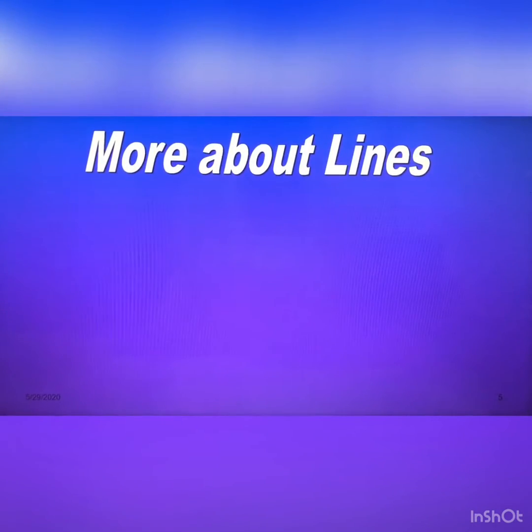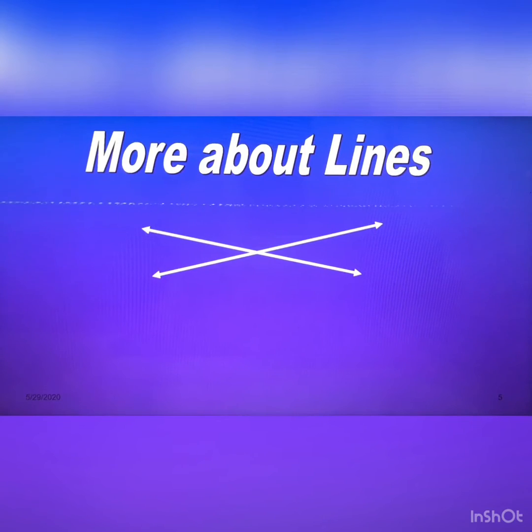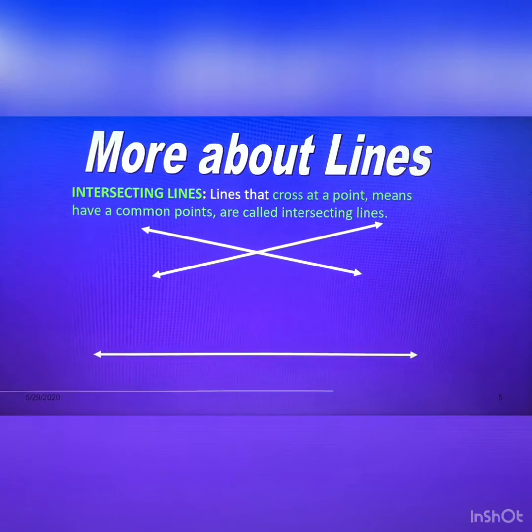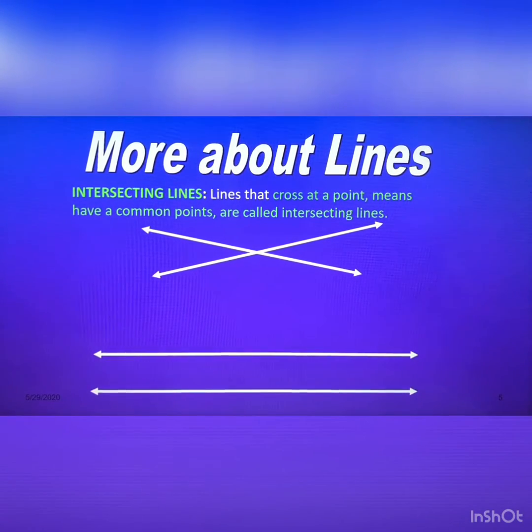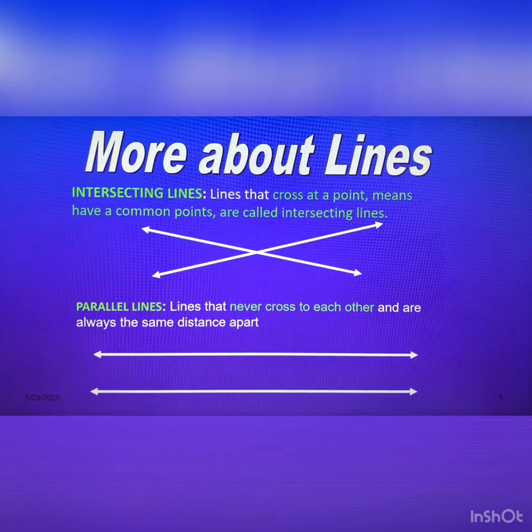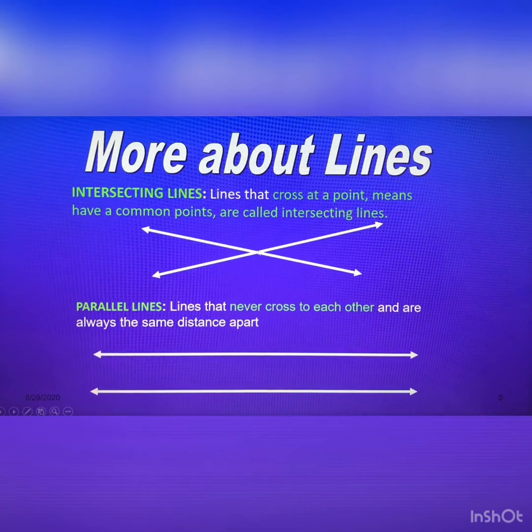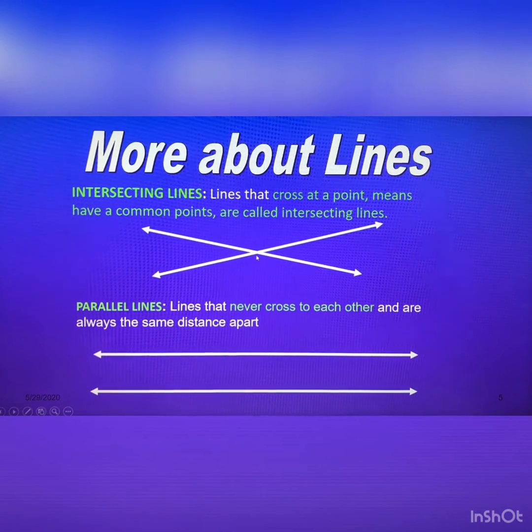After that, more about lines. This is the first line and this one is the second line. What do you say about this? These are intersecting lines. Lines that cross at a point, meaning they have a common point, are called intersecting lines. So these two lines have a common point, and this forms intersecting lines.